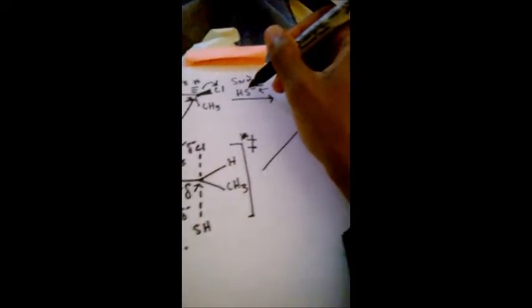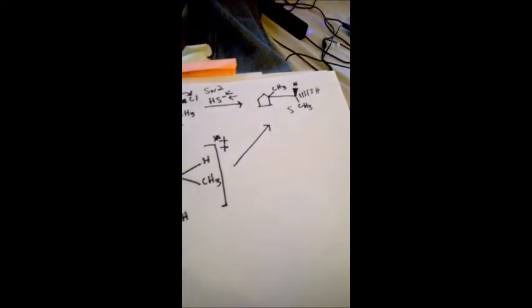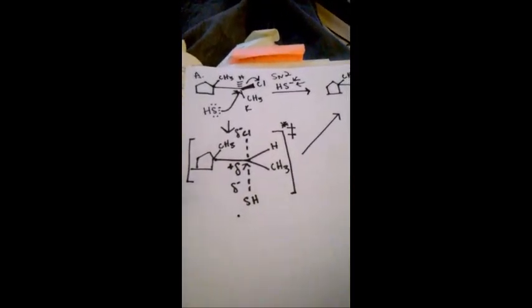So basically all that happened here was the chlorine got switched out for this SH, and it just inverted the stereochemistry. So this would be like, if this were the R, then this one would be S. But I didn't actually go through and figure out which ones they were. So that's SN2 in a nutshell, the mechanism and everything in the reaction.